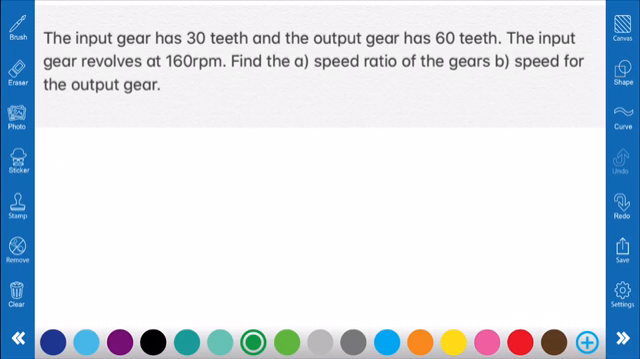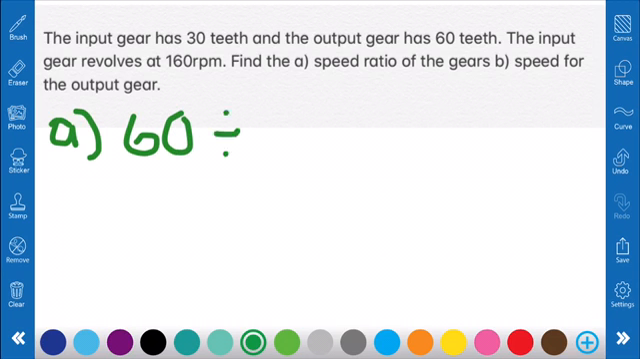So, to find the speed ratio for the gears, you take the output gear, which is 60 teeth, and divide that by the number of teeth that the input gear has, which is 30. That gives us 2, which is our speed ratio. This means that the input revolves twice around the output.